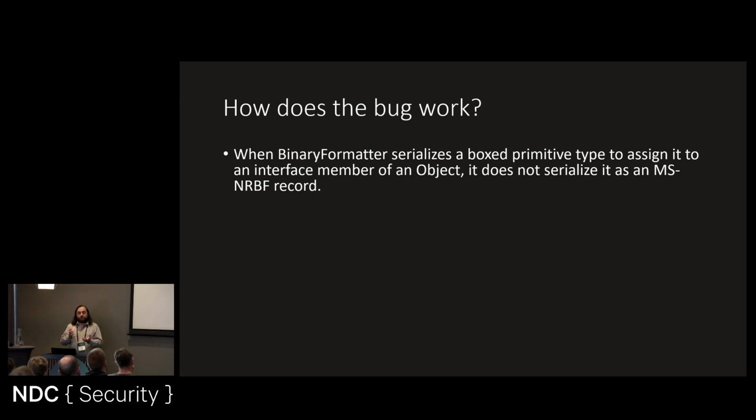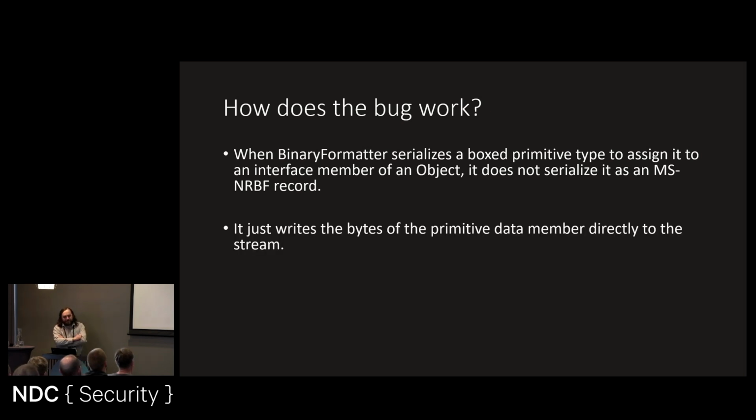if you're serializing an object with BinaryFormatter and that object has a member whose type is an interface, but what you've assigned to that interface member is essentially a boxed value type, a primitive type. So you've got an interface member where you're just throwing an integer in it or a string or something like that. BinaryFormatter doesn't serialize that correctly. It doesn't create MSNRBF. What it does instead is it just takes the bytes for that primitive type and sticks them directly in the stream with no metadata.